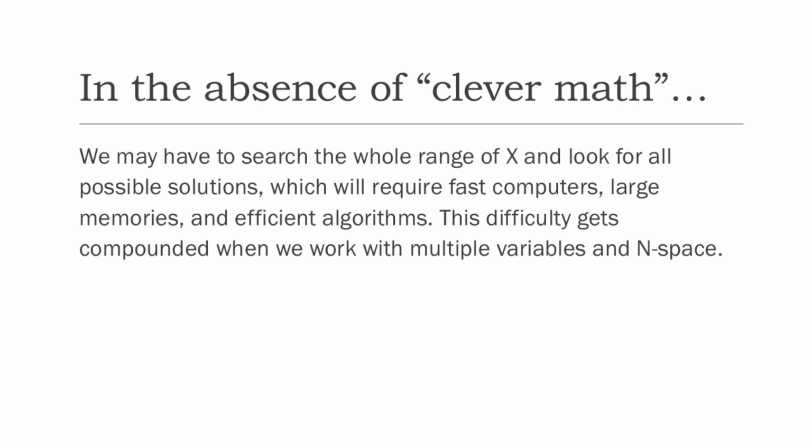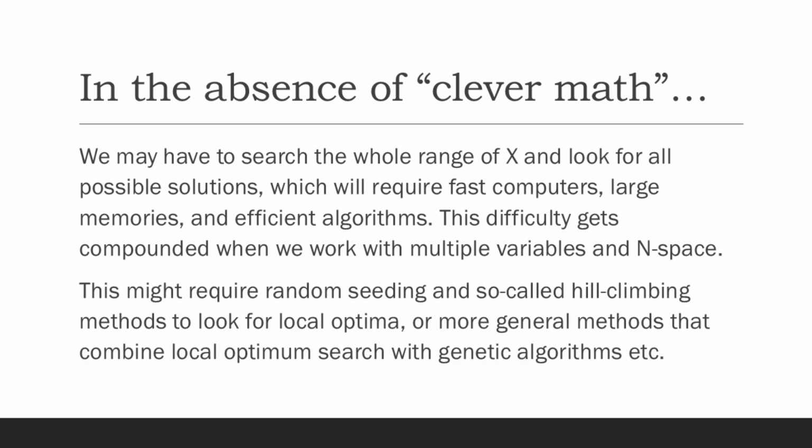This difficulty gets compounded even more when we work with multiple variables and n-space. Now, this might require random seeding and so-called hill climbing methods to look for local optima, or more general methods that combine local optimum search with genetic algorithms.